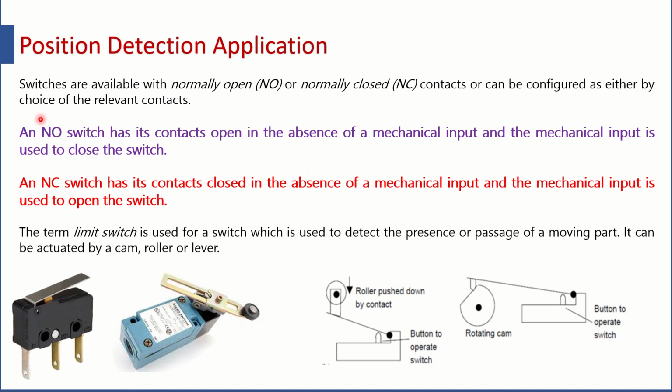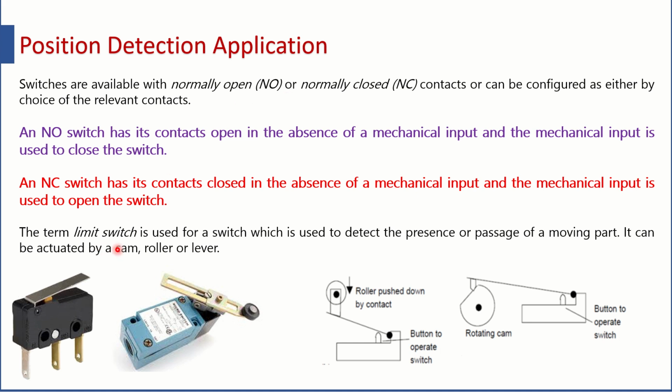The NO type switch has the contacts open in the absence of the mechanical input, and it becomes closed when the mechanical input is present. In case of an NC switch, just the opposite happens. In the absence of the input the switch will be closed, and in the presence of the input the switch will be open. You may think why. The situation may require such a type of connection. So according to the situation, you need to decide which sort of switch you are going to use.